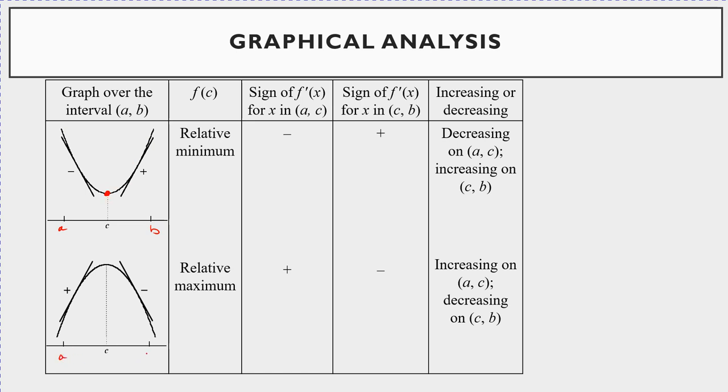The flip side here: here's a critical value c. If the function is increasing, the sign of the first derivative is positive, and then once you get past this c, the function starts decreasing and the sign of the first derivative is negative, you have a relative max. So just remember, relative mins occur at a valley, and a relative max is a peak.